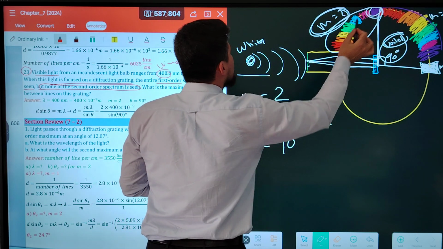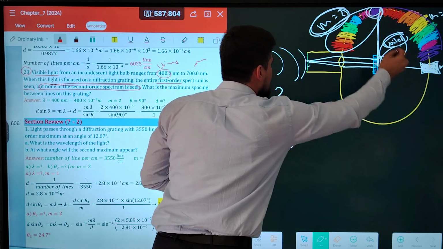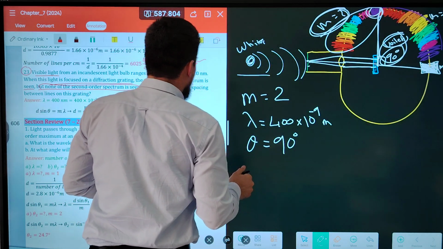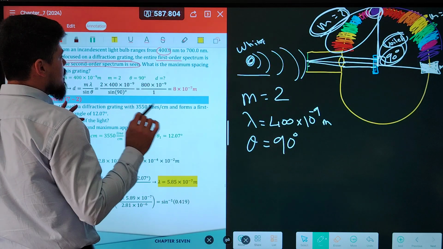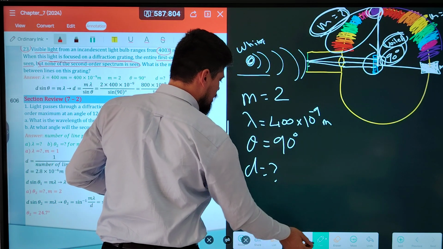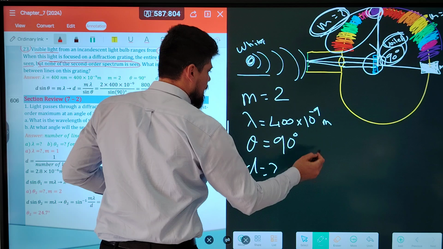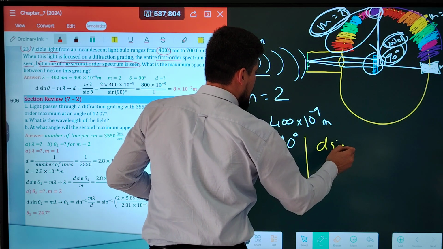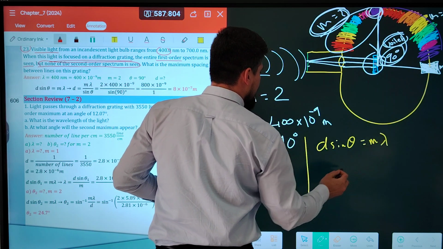At 90. Can we see this violet? No, because the angle is 90. Okay. Now, what is unknown? D is unknown. What is the distance of this diffraction grating? How can you determine D? It's very easy. d sine theta is equal to m lambda.